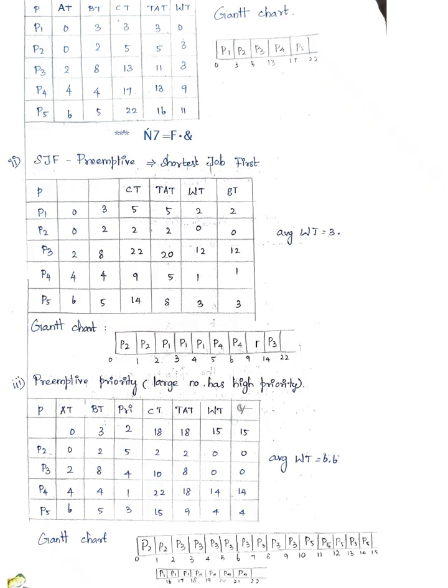Then we are going for SJF, that is shortest job first. Preemptive shortest job: what I said, preemptive means it will give priority to all the processes that have arrived. Once they have arrived, it will give priority to all the processes.